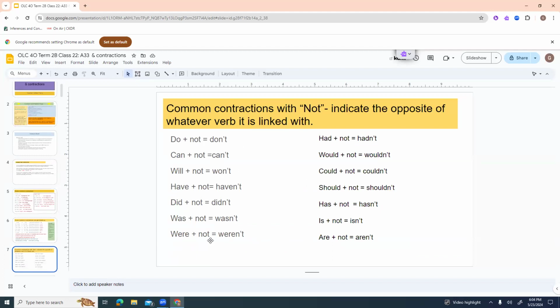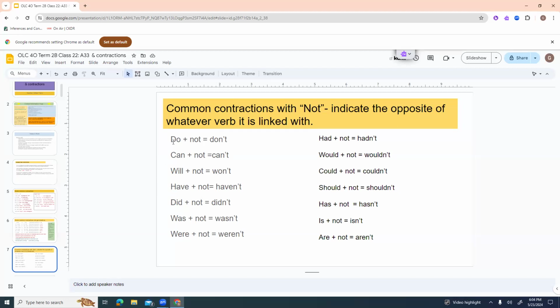Now, a lot of common contractions are made with the word not, and not just indicates the opposite of whatever word it's linked to. So if I said, I cannot eat, I'm doing the opposite of I can eat. Do plus not equals don't. Can plus not equals can't. Will plus not equals won't. Have plus not equals haven't. Did plus not equals didn't. Was plus not equals wasn't. And were plus not equals weren't.